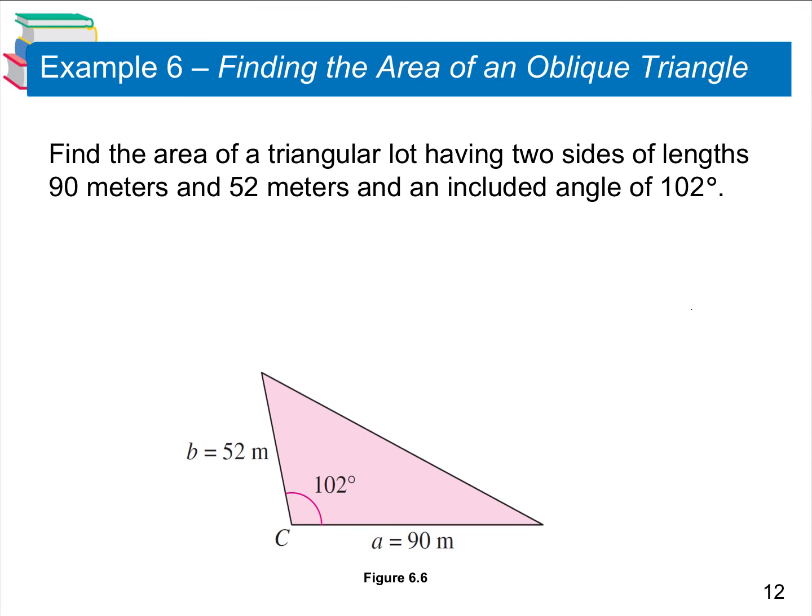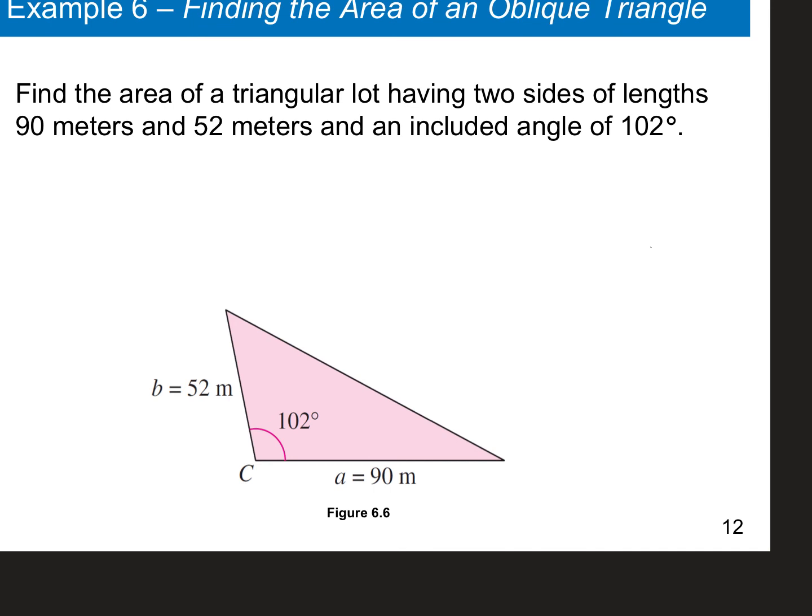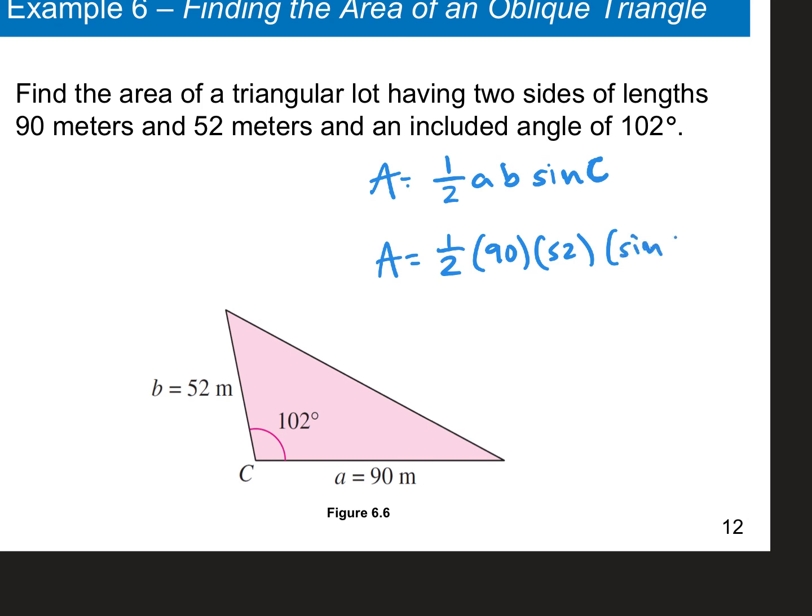All right, so example 6 gives us side A, side B, and angle C. So I'm going to use the formula that's 1/2 times A times B times sine of C. So here we got kind of lucky that it gave us everything that we need for this formula. So I'm just going to plug it in. If it didn't give us everything, then we can use our law of sines or something like that to find what we're missing. So I have 1/2 times 90 times 52 times sine of 102. And then we put this into the calculator.